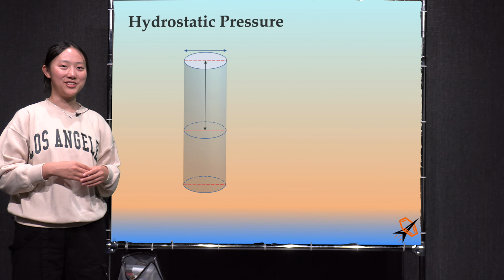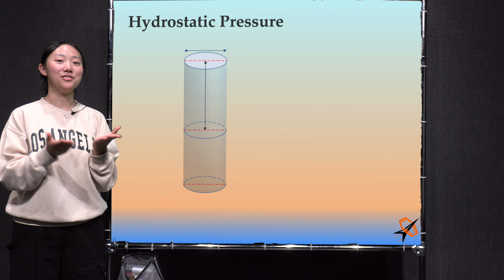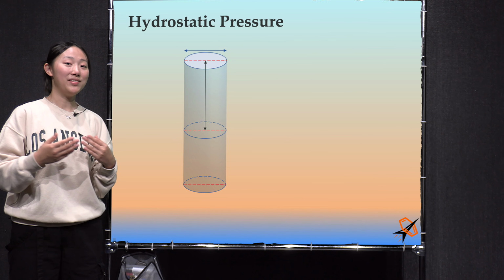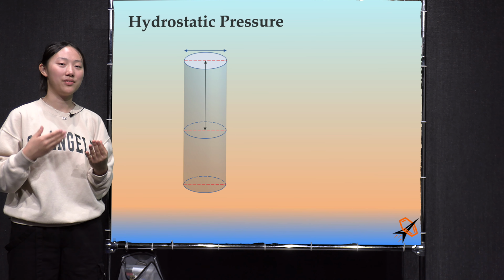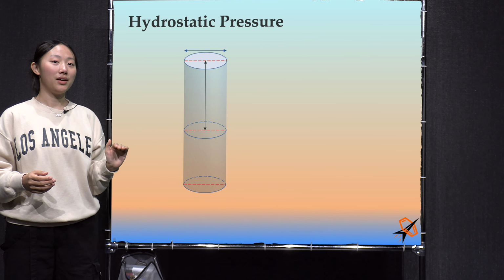A common source of pressure is the height of a column of fluid. This pressure is called the hydrostatic pressure. The pressure at a given depth in the fluid is the pressure at the surface of a fluid plus the weight of the column of fluid from the surface to the depth of interest.